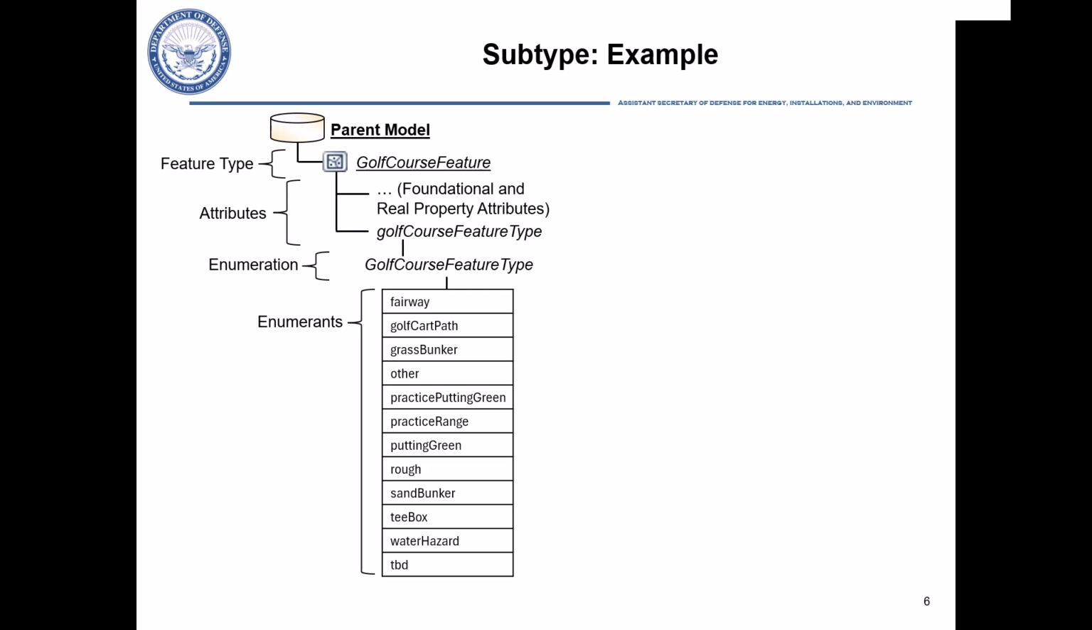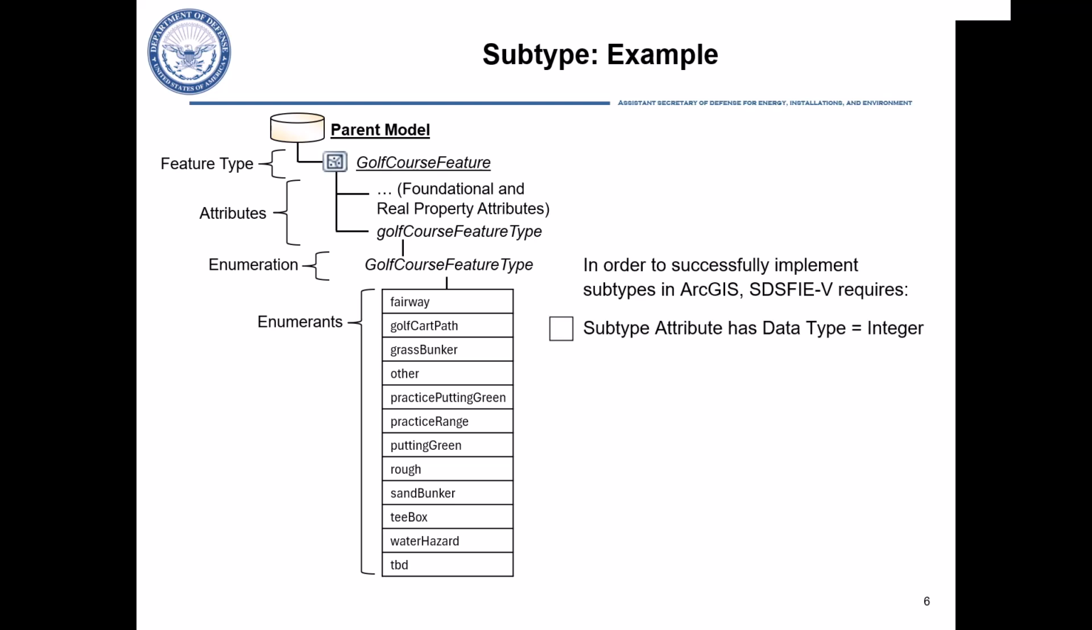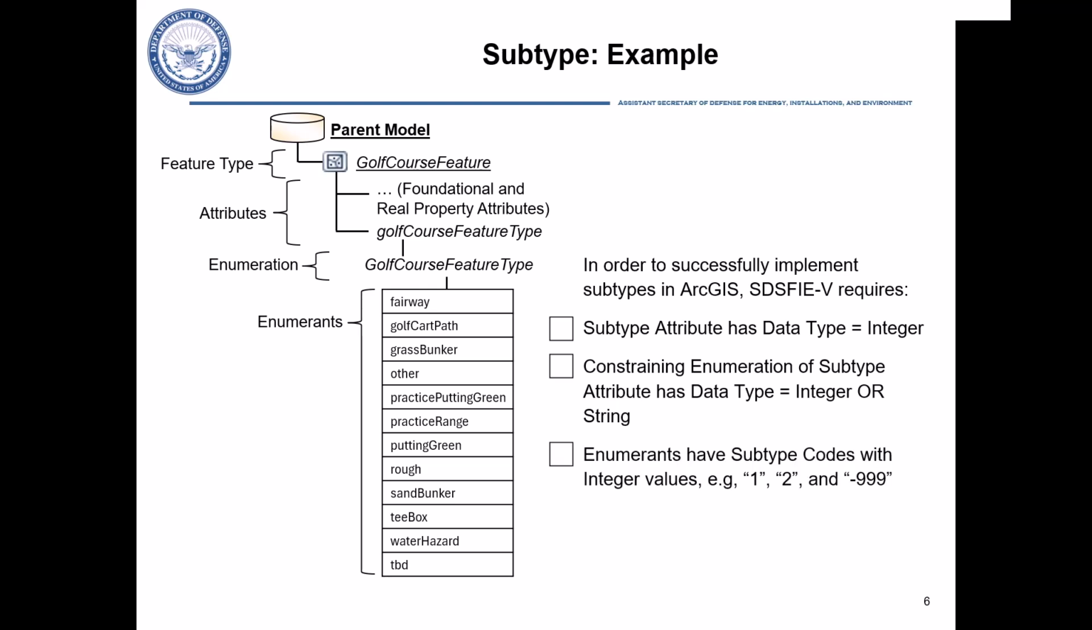Our third example is the subtypes of the same golf course feature entity. In this case, all of the enumerants of the golf course feature type enumeration correspond to a subtype. There are 3 requirements that must be satisfied for SDSFIE-V subtypes to be successfully implemented in ArcGIS. 1. As stated when we defined what a subtype is, the subtype attribute must have an integer data type. 2. The enumeration that constrains the subtype attribute must have a string or integer data type. 3. The enumerants must be coded integer values.